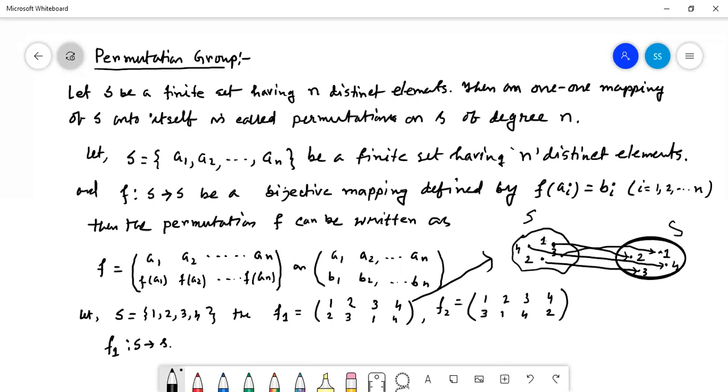Permutation is also nothing but a mapping.